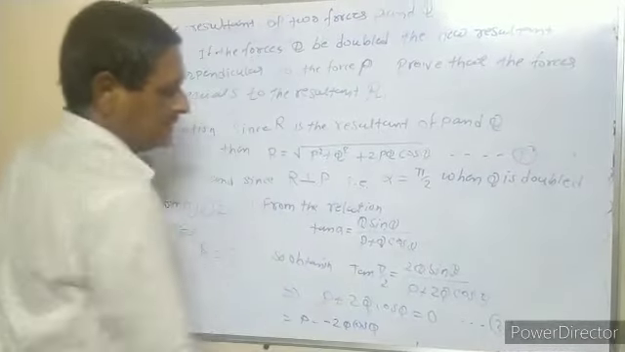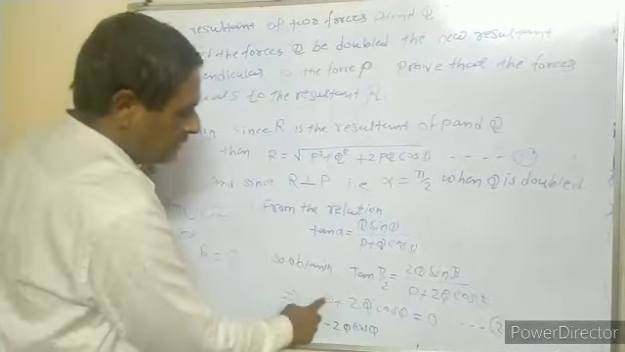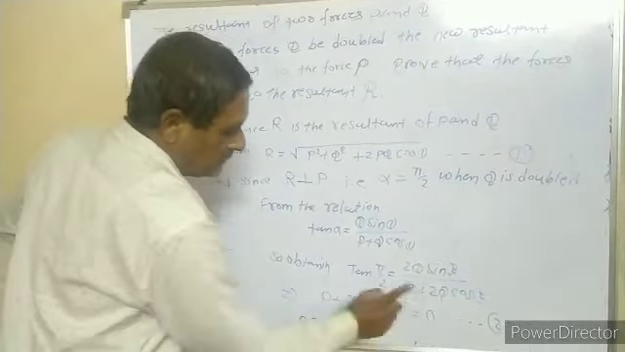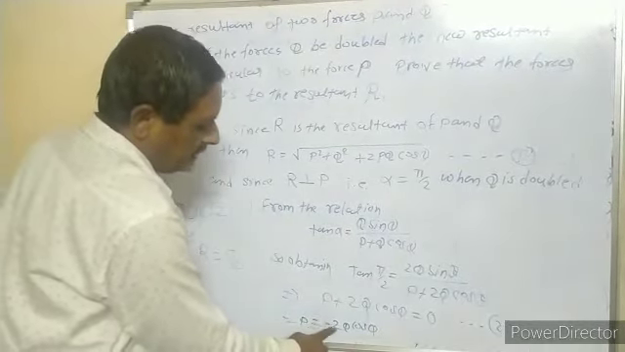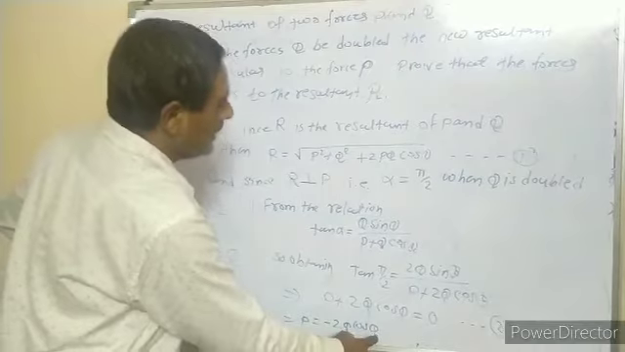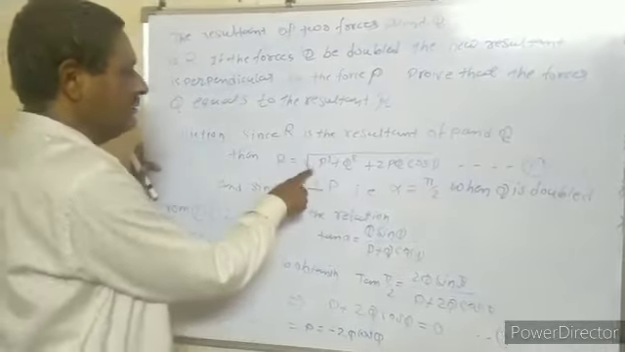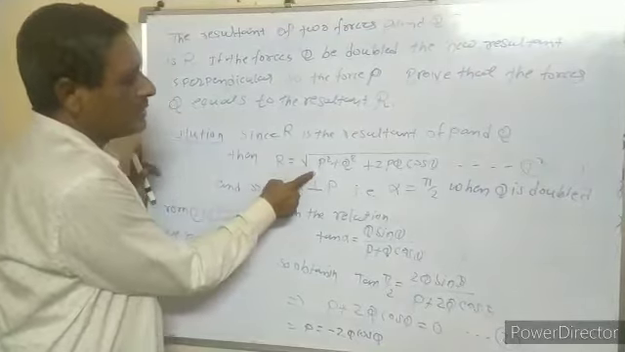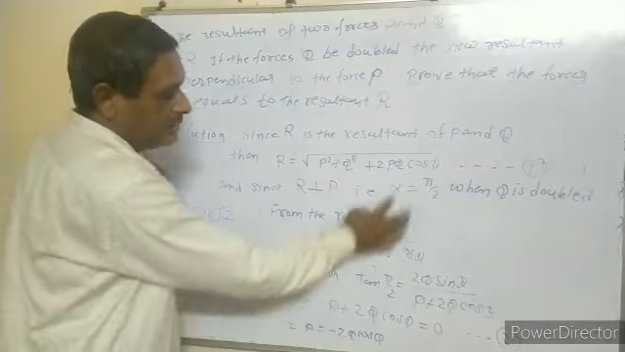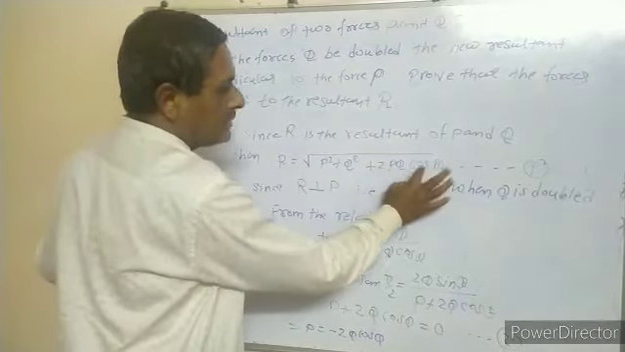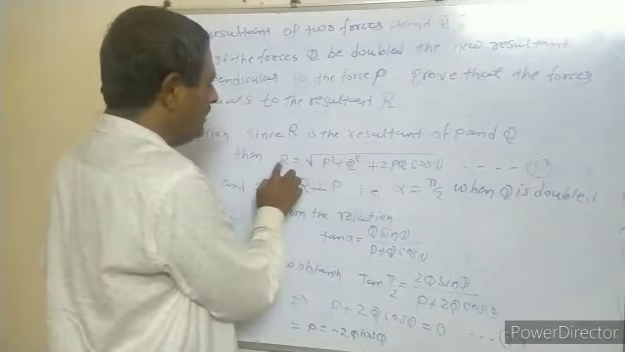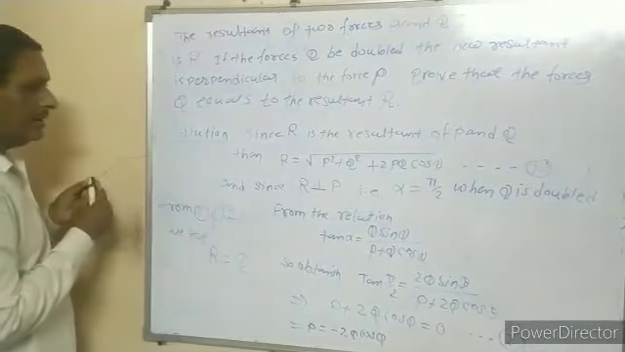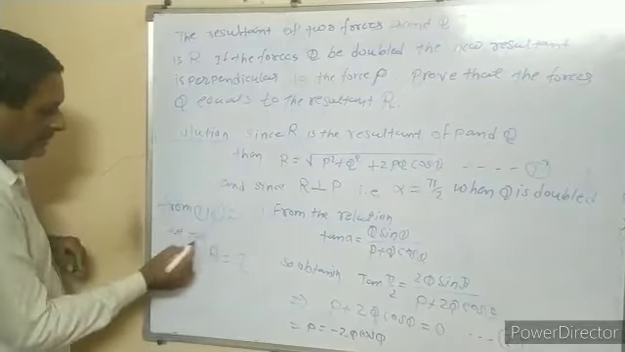From this relation, the denominator becomes zero. Then P plus 2Q cos theta is equal to 0, that is P is equal to minus 2Q cos theta. Now you substitute this in equation 1. It becomes 4Q squared cos squared theta, and the other term becomes minus 4Q squared cos squared theta. That cancels, and only what remains from equation 1 and 2 is the relation.